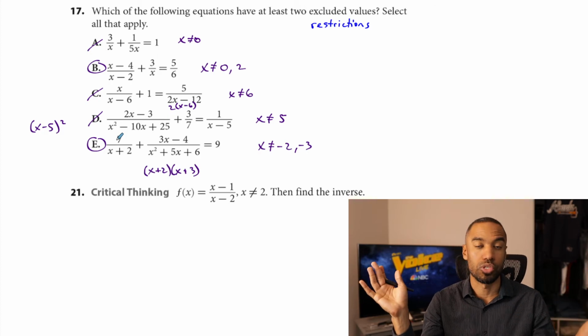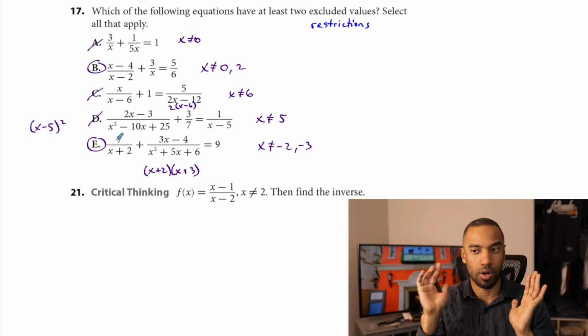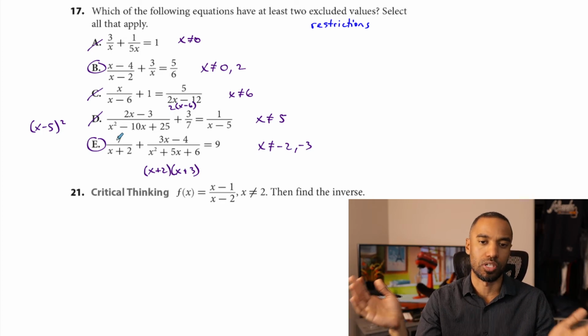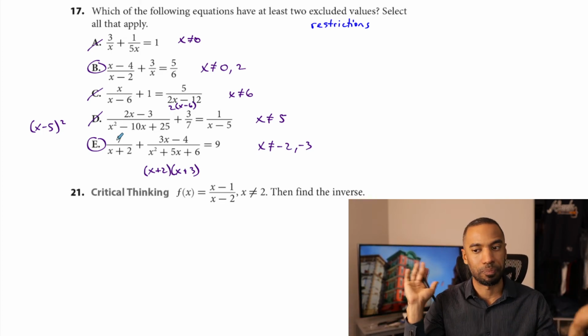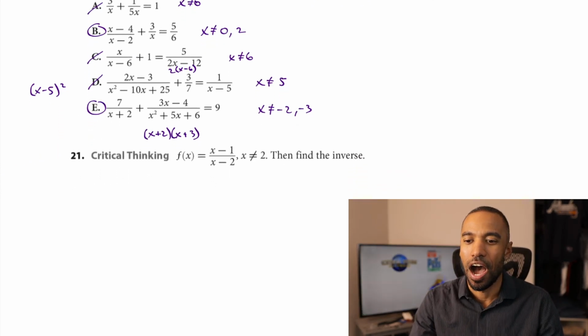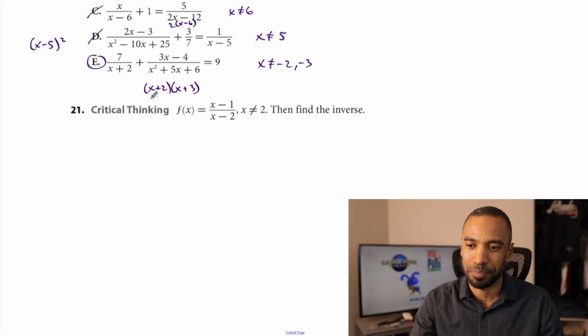Now, I don't know what the solutions are. I didn't solve for them. They didn't ask for what are the extraneous solutions. They just said, what are the restrictions? Those are restrictions. If we solved for them, I don't know. I haven't done it. Photo method. See what the answers are. All right. And number 21.